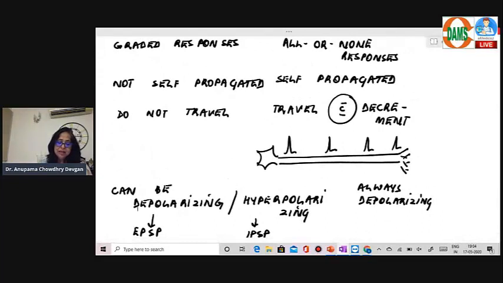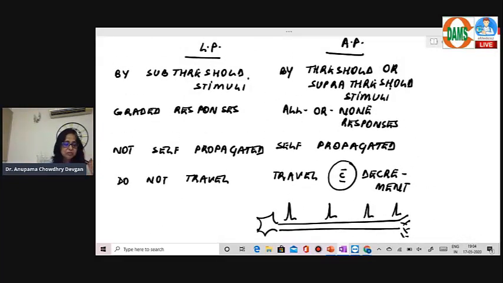Now, for instance, like I said, local potentials are produced by subthreshold stimuli, action potentials by threshold and suprathreshold stimuli. These are graded responses. Action potentials are all or none responses. Local potentials are not self-propagated. Action potentials are self-propagated. Action potentials will travel without any decrement. That means there is no decrease in the amplitude of the action potentials from one part of the neuron to the other. Local potentials do not travel; they will decrease over time and space.